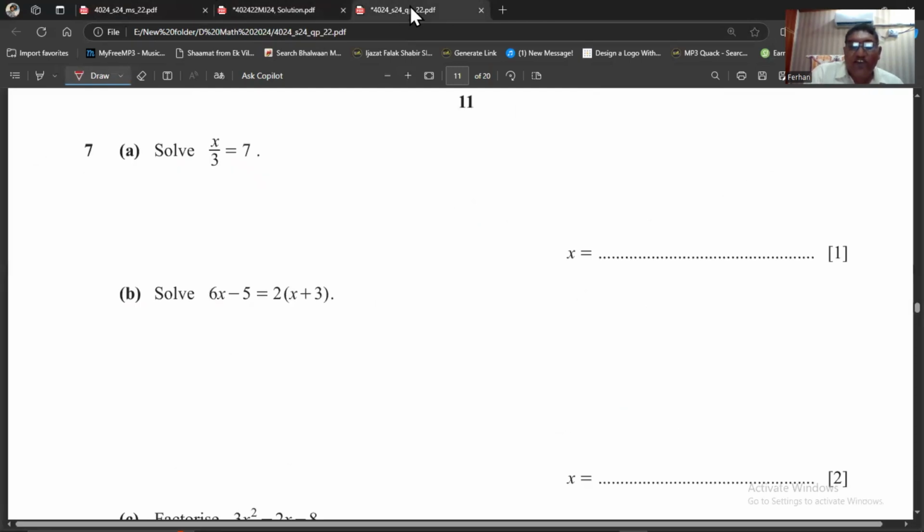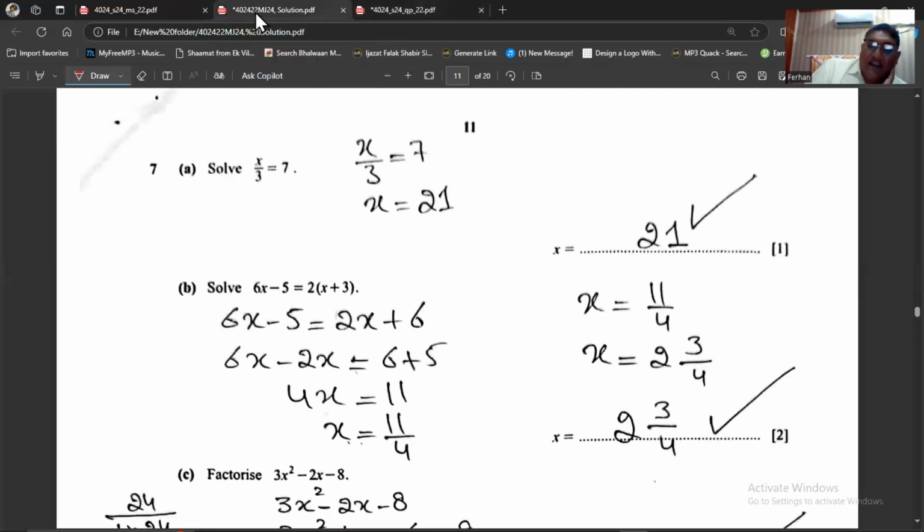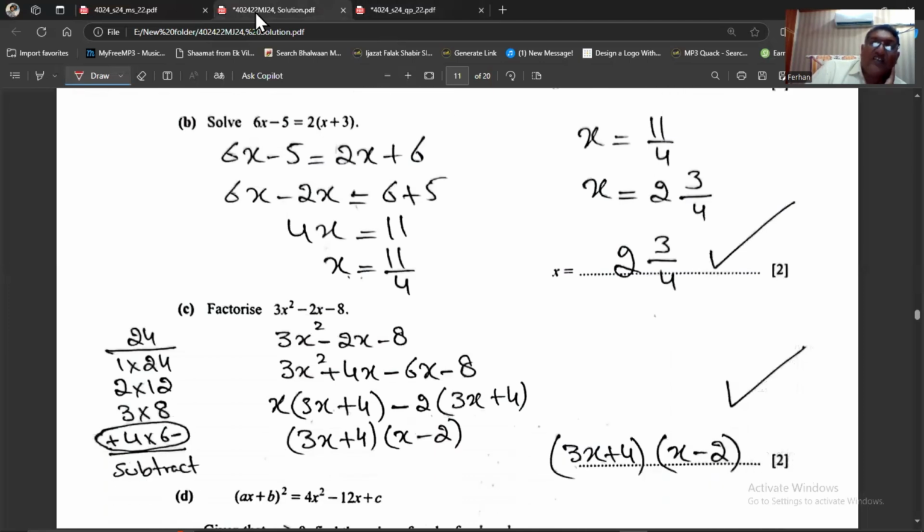Okay, question number 7, B part, a 2 marks question. He says solve 6x minus 5 equals 2, bracket start, x plus 3, bracket close. We will simplify this, and we will bring the terms which have x on the same side, and we will try to find out the value of x. So 6x minus 5 is equal to 2x plus 6. That 2 has multiplied with both the members of that bracket.